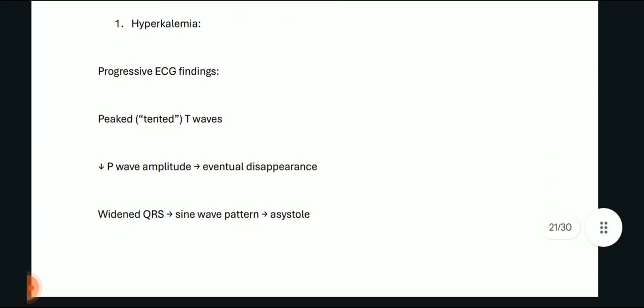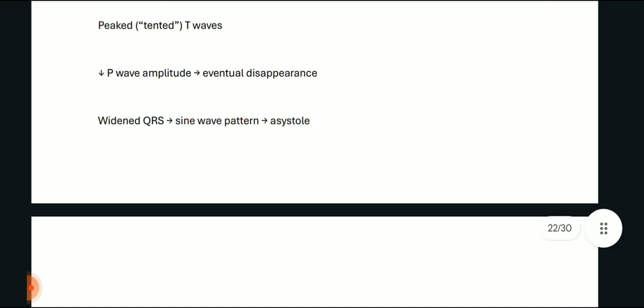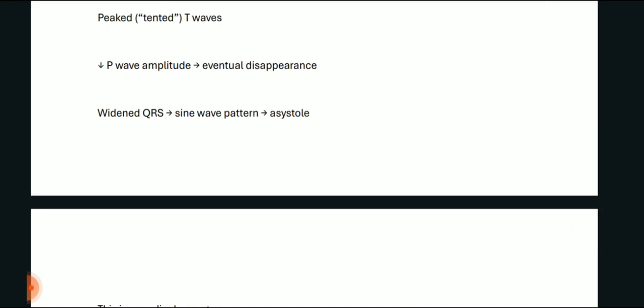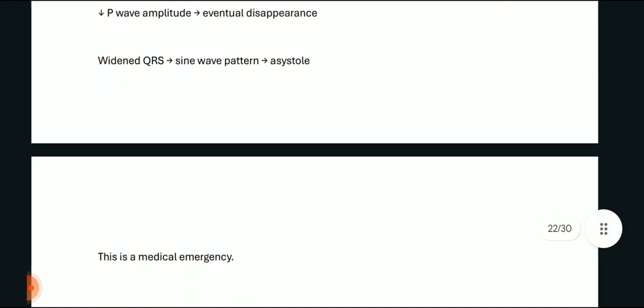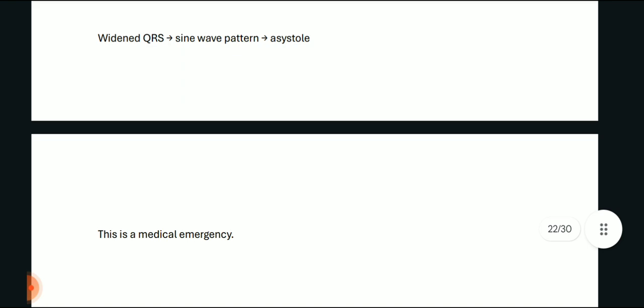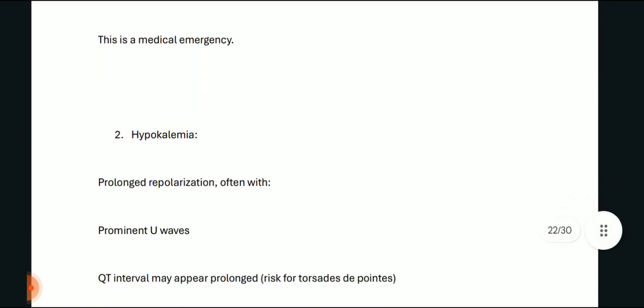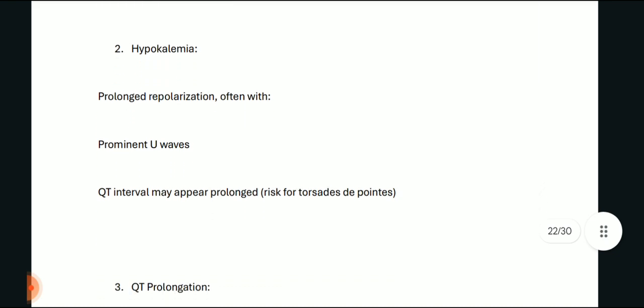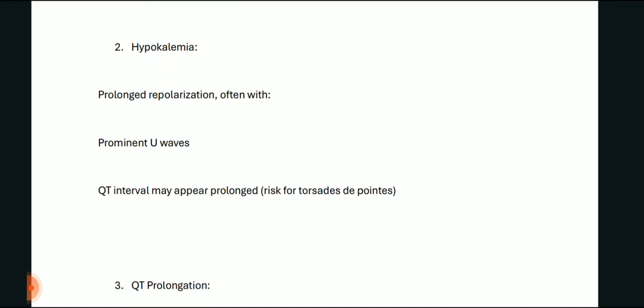Hyperkalemia, progressive ECG findings: peaked or tented T waves, decreased P wave amplitude, eventual disappearance of the P wave, widened QRS, sine wave pattern. It can result in an asystole pattern, and this is a medical emergency. Hyperkalemia is a medical emergency. Hypokalemia can also be there.